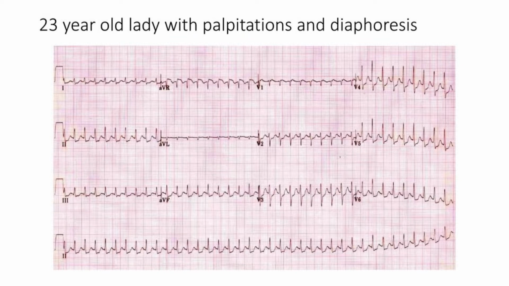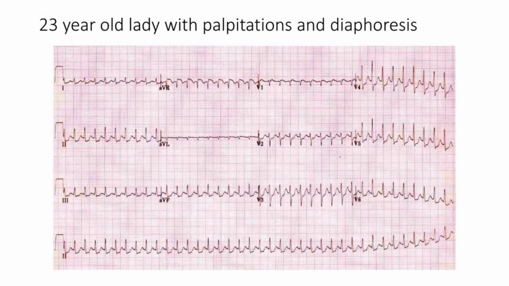Okay. So this is a much younger patient who has palpitations, a very fast heart rate, narrow complex. You can hardly see P waves. You may see what looks like P waves, but they may be the T waves of the previous one.